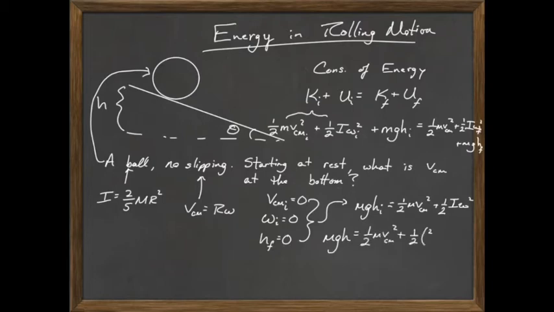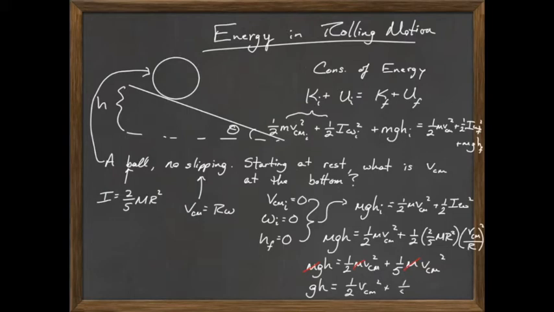So I can plug in I, and I can plug in, with the rolling constraint, v over R for omega. And if I expand this out, 1/2 times 2/5 is going to be 1/5, and then the R's are going to cancel. And now on the right side, I've got like terms, so I can simply combine those. I can also divide out the masses. So we get 1/2 v squared plus 1/5 v squared. But when we combine those, that's going to give us 7/10 v squared.